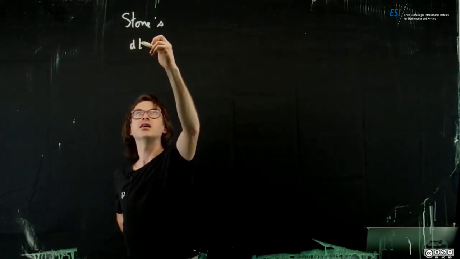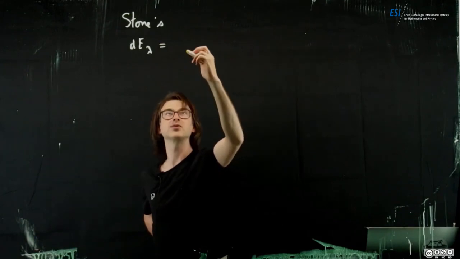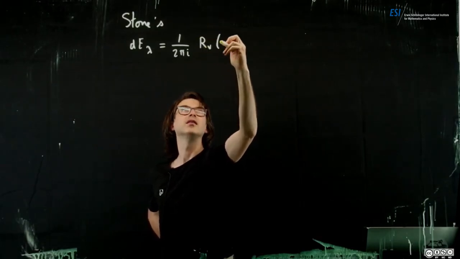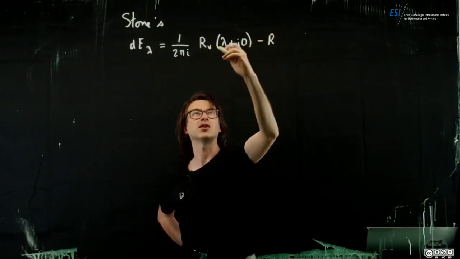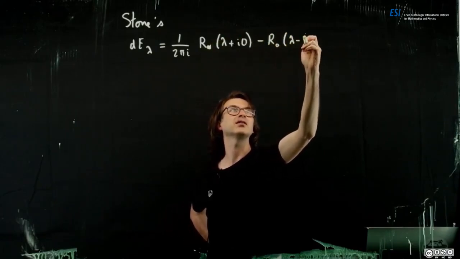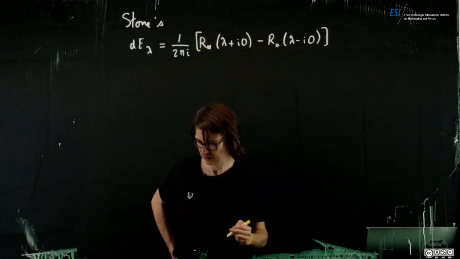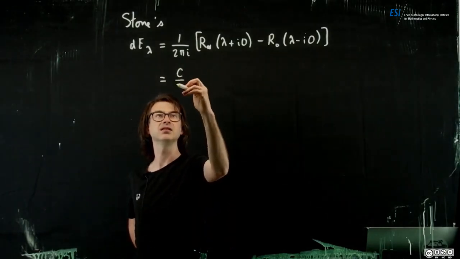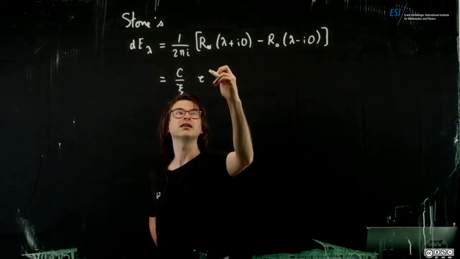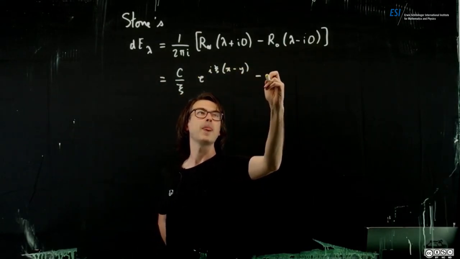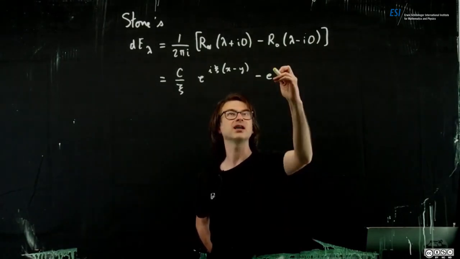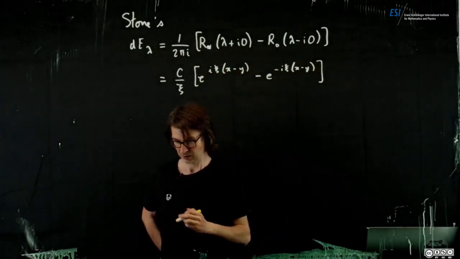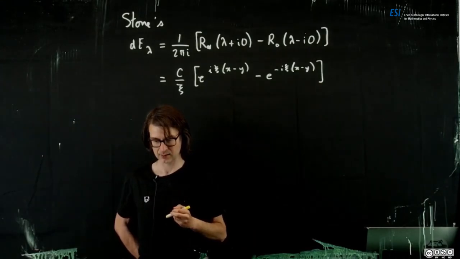which gives dE lambda is 1 over 2 pi i times R0 of lambda plus i0 minus R0 of lambda minus i0. Which, if you use the formulas that we just wrote, gives c over xi, e to the i xi (x minus y) minus e to the minus i xi (x minus y), d lambda.